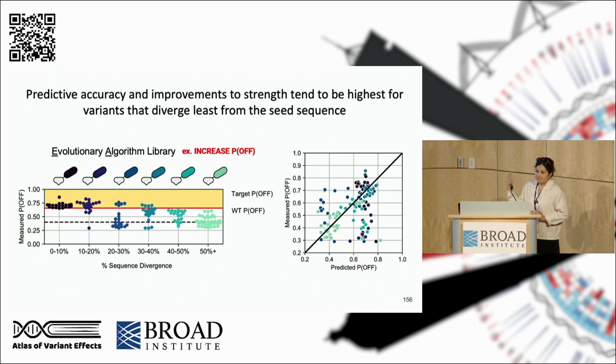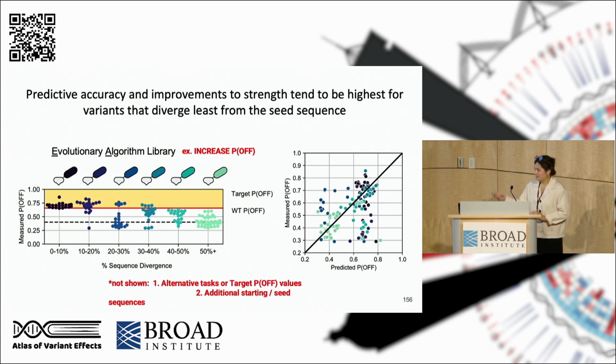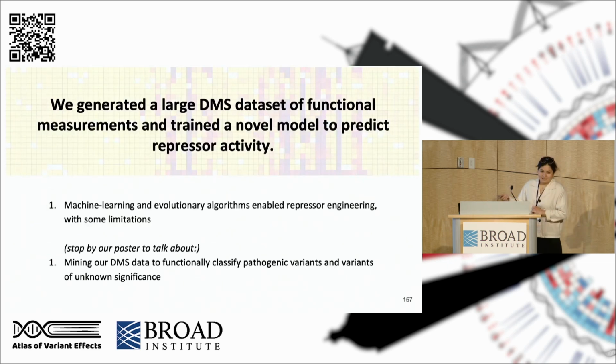And so basically the main takeaways from the screen was that things with lower sequence divergence, as you might expect, tended to be more successful in getting to our target, and also tended to be better predicted by the model. And we repeated this with many other target values and different seed sequences, which I can talk about more at my poster. And so with that, I'll just conclude by sharing that this is what we did.